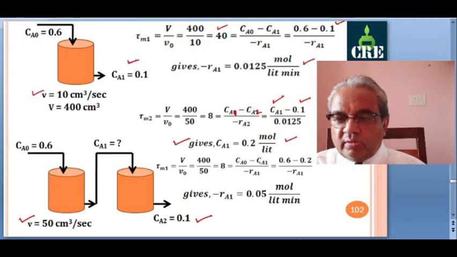So for the first reactor, tau m1 is equal to 8, Ca0 minus Ca1 divided by minus Ra1. Now Ca0 is 0.6. Ca1, which was unknown, is now calculated as 0.2. 0.6 minus 0.2, and this rate we have to find out now, the corresponding rate. Here, add this. So minus Ra1 is 0.05. Okay.